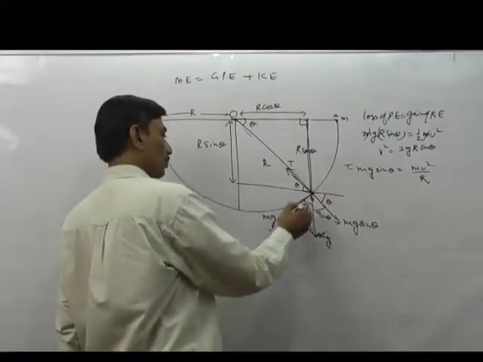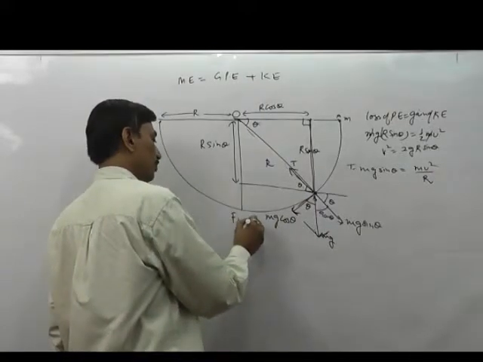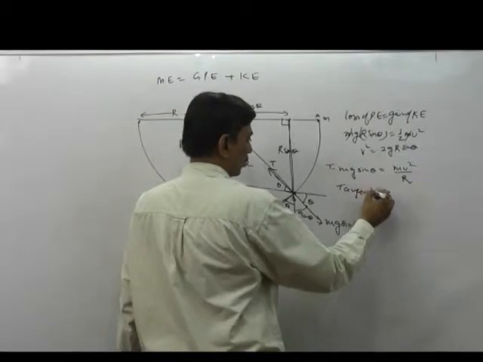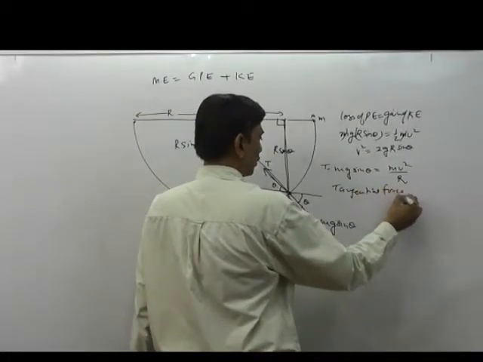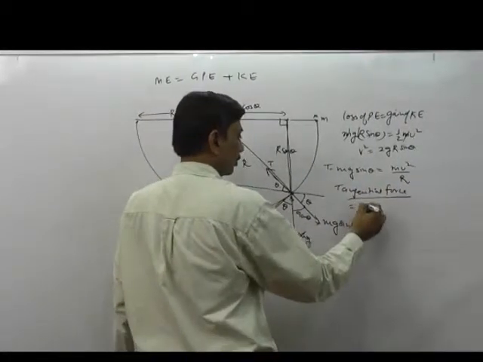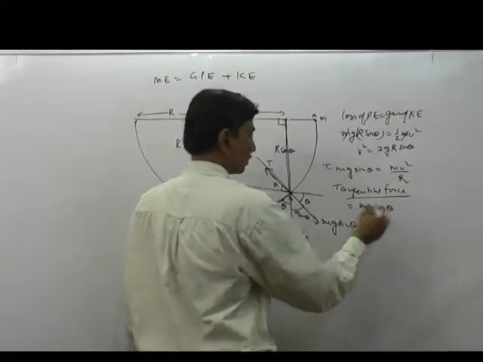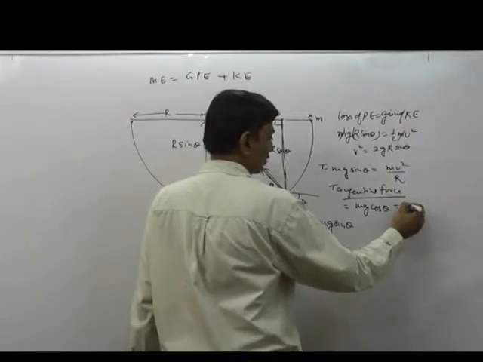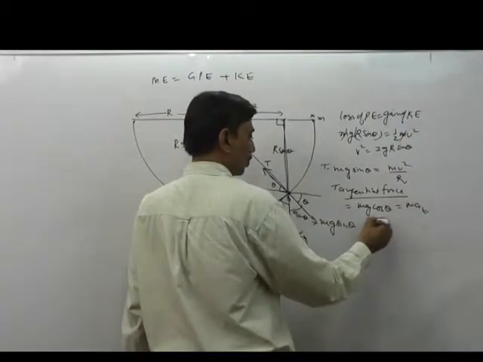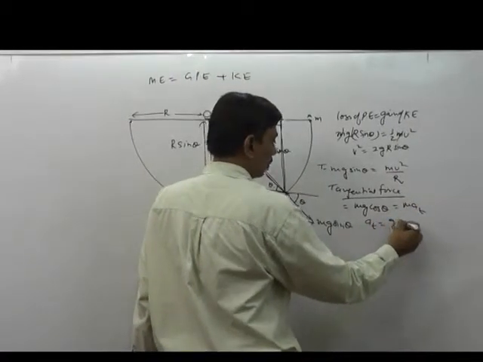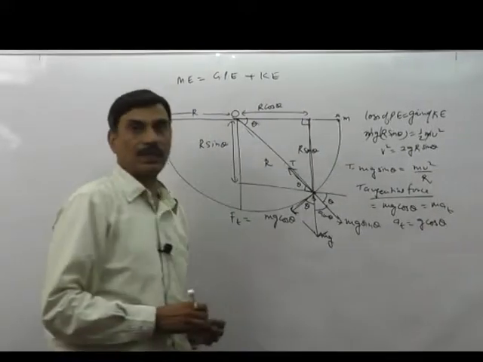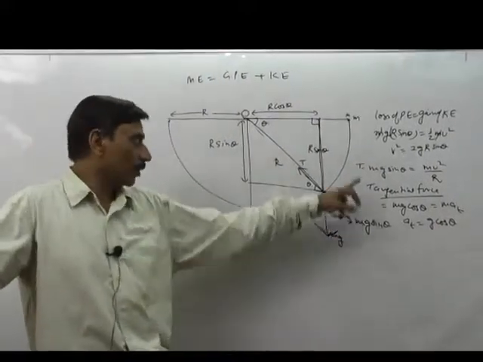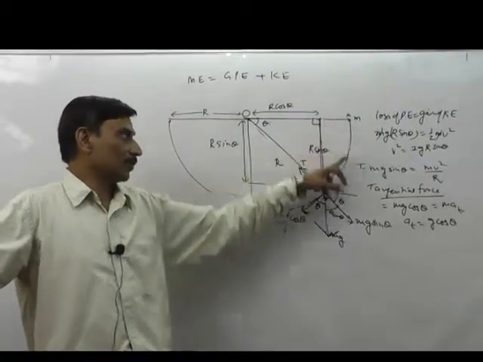And what is this force? This is the tangential force, F tangential. So the tangential force in this case is equal to mg cos theta. Tangential force is obviously equal to mass into acceleration tangential. So the tangential acceleration is going to be equal to g cos theta. In the examination, the value of theta, etc. will be given.